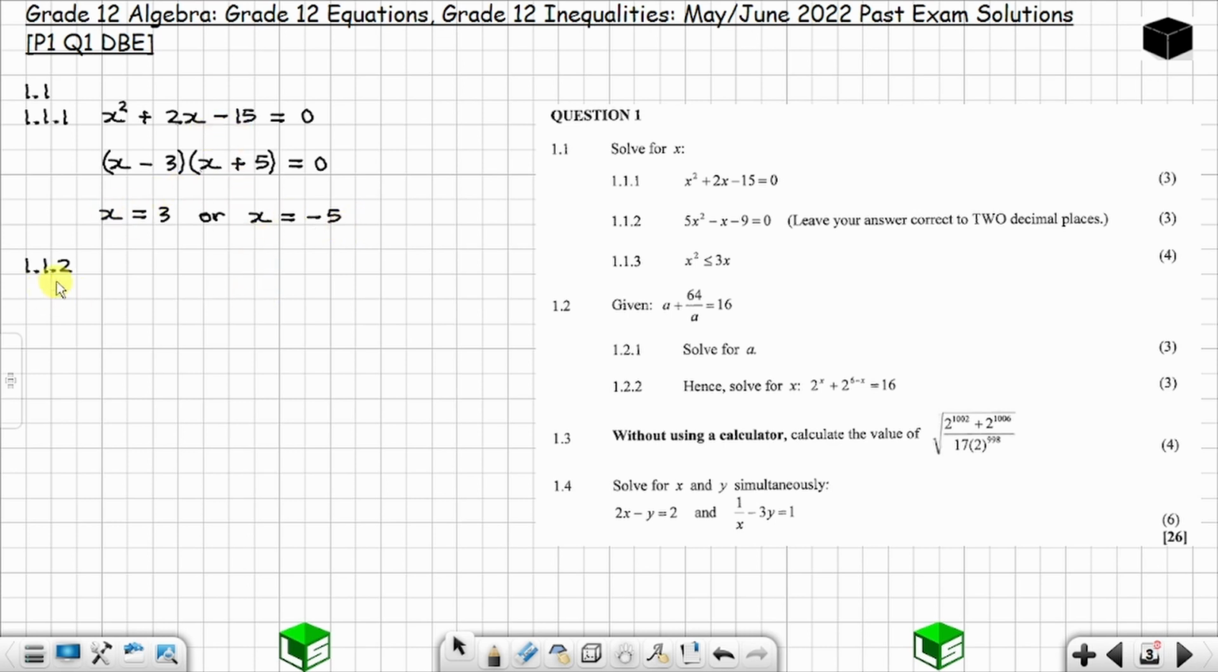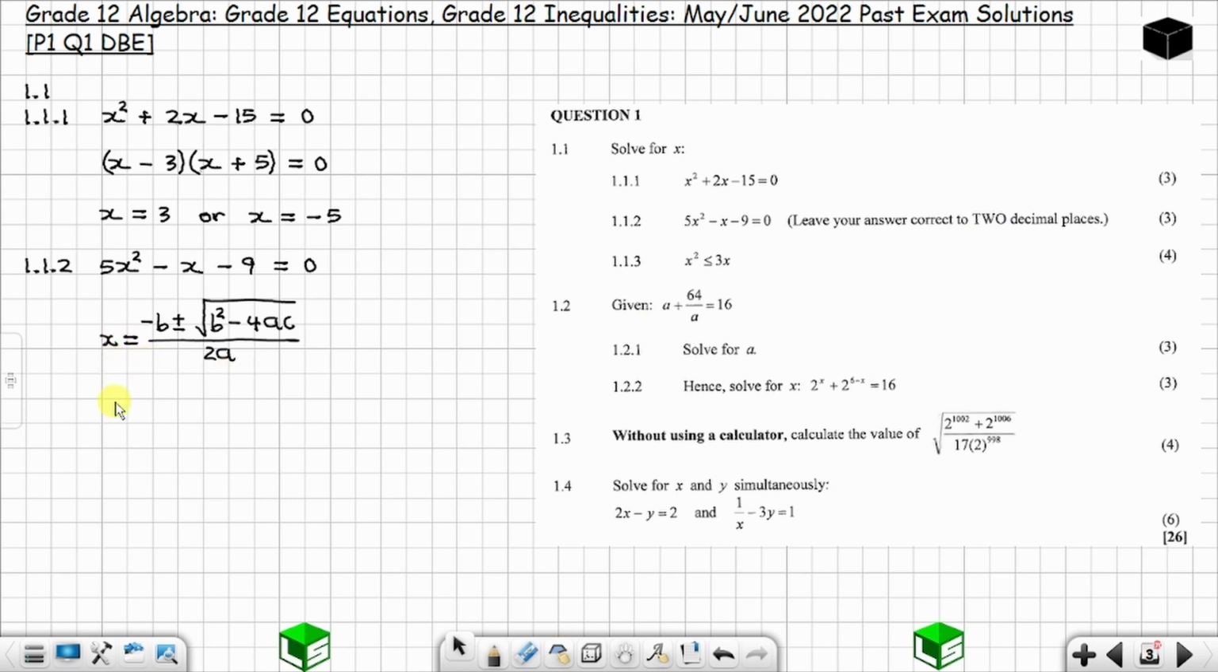Now 1.1.2, this is an equation. You are given 5x squared minus x minus 9 is equal to 0. You have to get your answer correct to 2 decimal places, and the question is 3 marks. When they ask you to get your answer correct to 2 decimal places, what you have to do is just use the quadratic formula. This is the quadratic formula. You are given it on the information sheet. Just go ahead and use it.